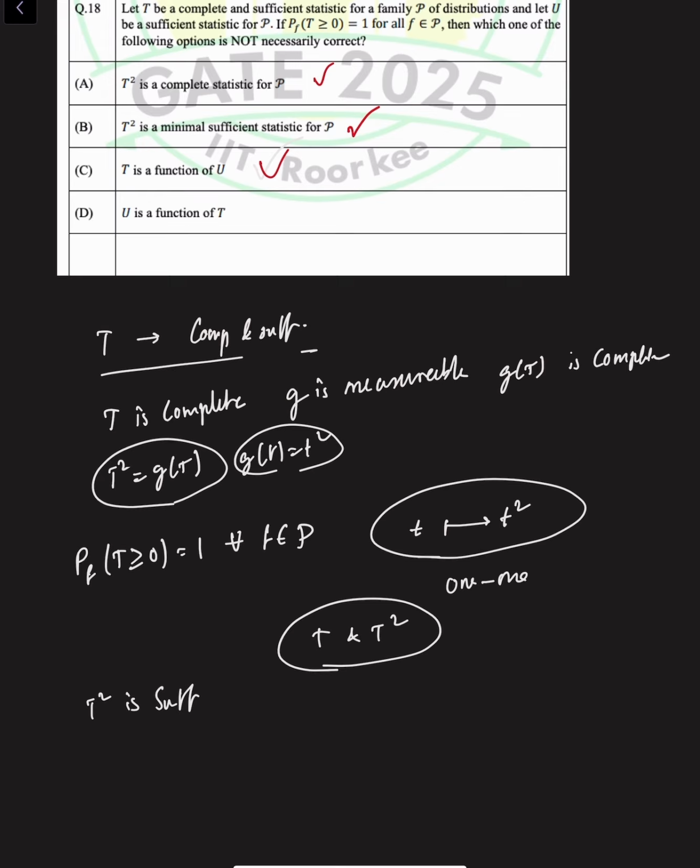Now if we consider the fourth option, it says U is a function of T. Basically it is saying that every sufficient statistic U is a function of the complete sufficient statistic T. But that need not be true every time, because U can be some different sufficient statistic. For example, minimal sufficiency only guarantees that T is a function of U, but it does not guarantee the other way around. Therefore statement D is wrong. They're asking which of the following is not necessarily correct, so option D is the correct answer.